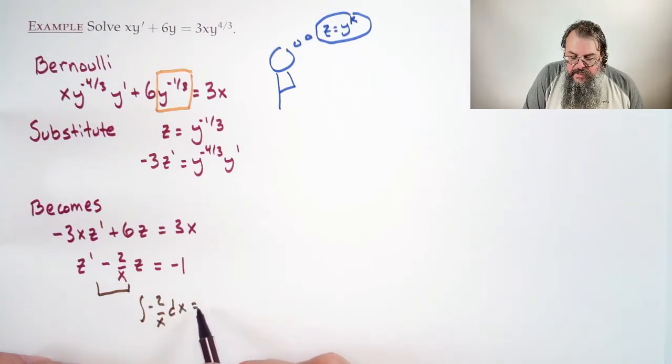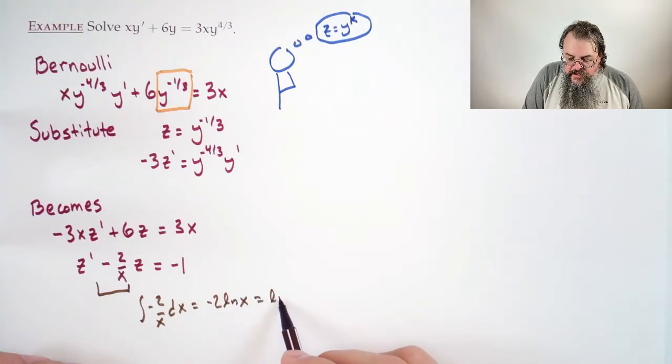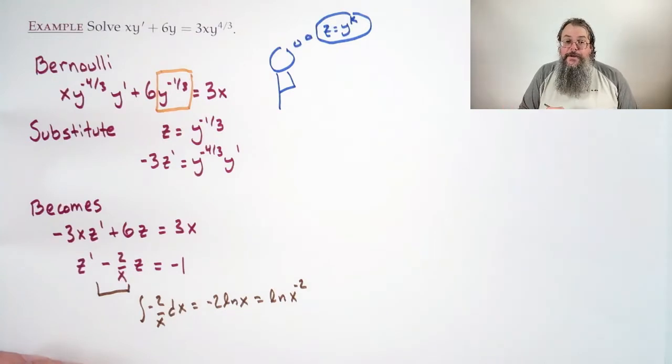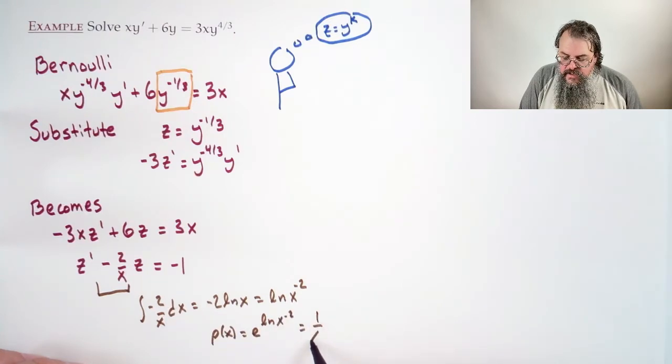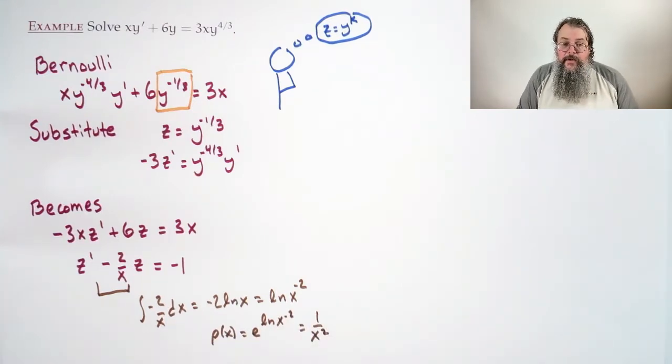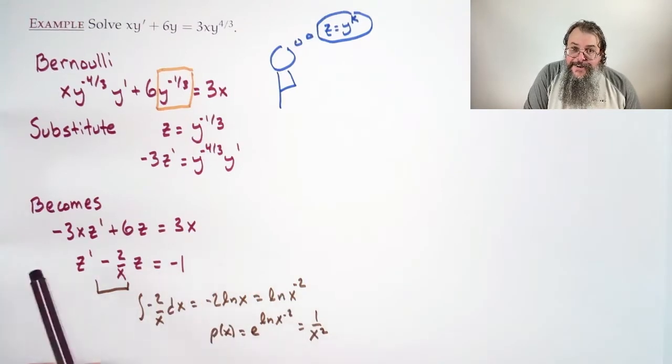And that would be minus 2 natural log of x, which is natural log of x to the minus 2, or if you like, 1 over x squared. Remember, we don't need to worry about constants when we're looking for integrating factors. So rho of x is e to this function, and e and log undo each other, so 1 over x squared. All right, so now you go back to this part right here.